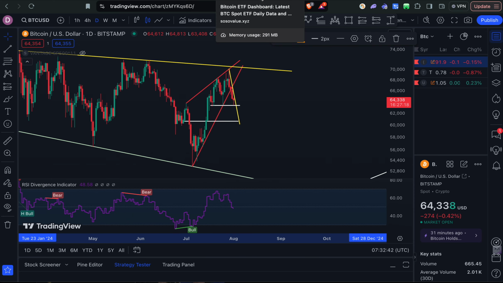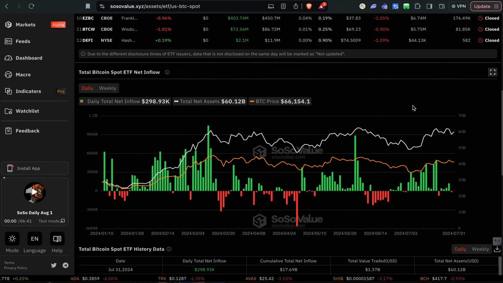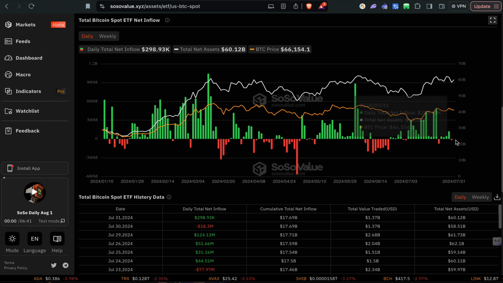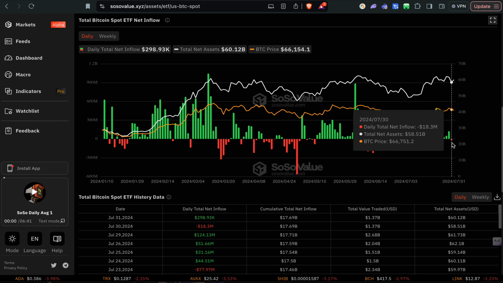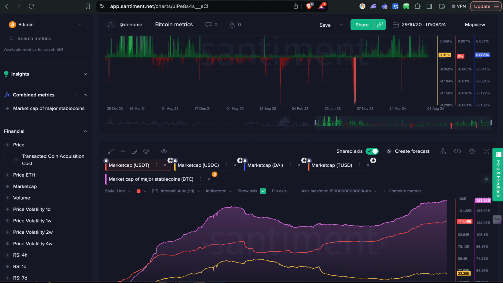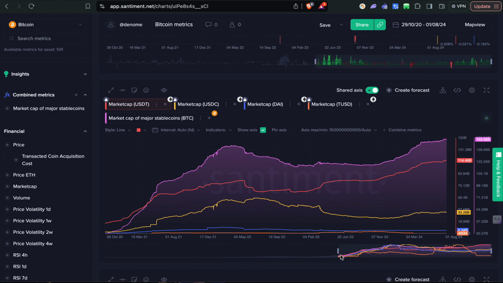Now let's quickly talk about the fundamentals. Ethereum ETFs, yesterday we basically saw zero net inflow, zero outflow. $300,000 inflow is basically nothing in the world of billions of dollars, so you cannot even see the blip from yesterday's ETF inflow here.